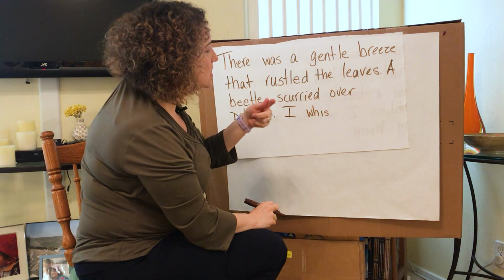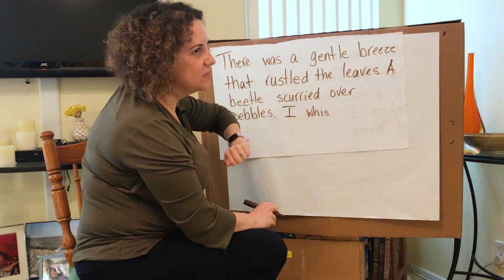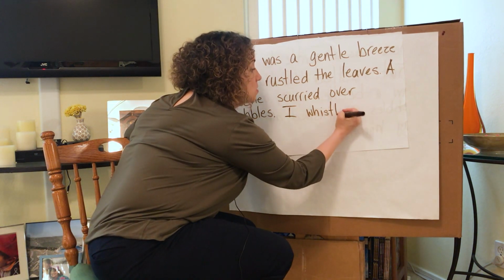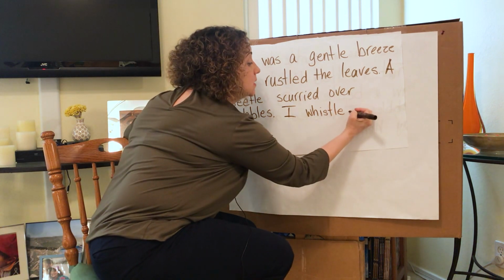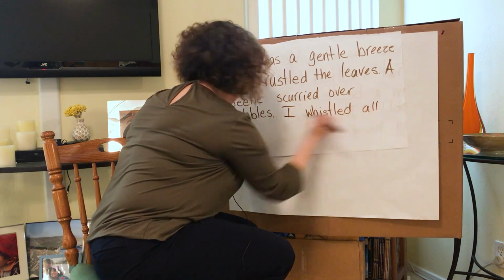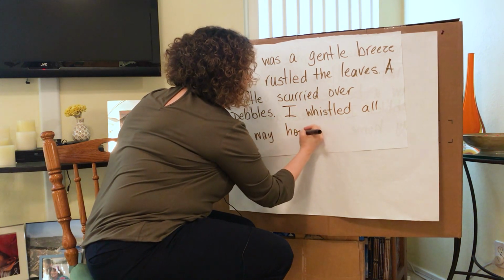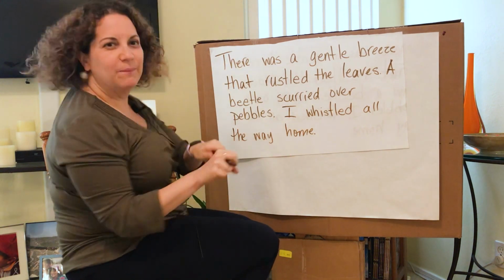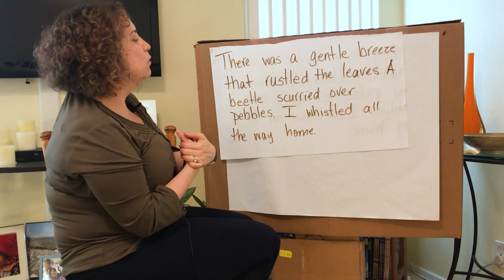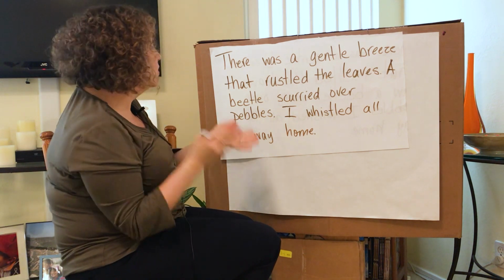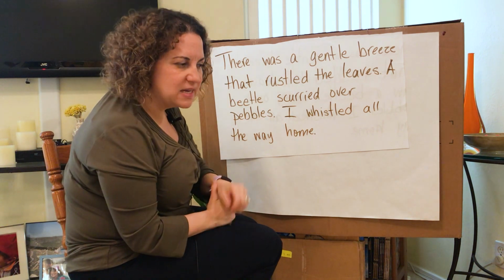And I know to make that ul sound, I need to have a consonant with that LE, don't I? I'm going to try it with a T. Whistled. I think that looks right. I whistled through that D all the way home. All right, let me read my message over and see if it makes sense. There was a gentle breeze that rustled the leaves. A beetle scurried over pebbles. I whistled all the way home. Yeah, I think it's a good start on my writing today.